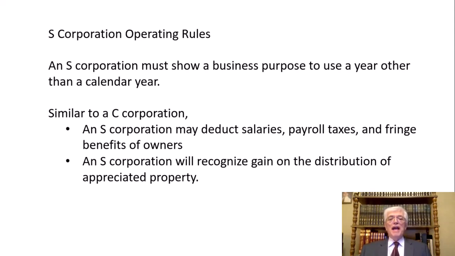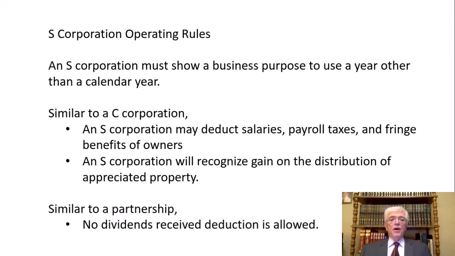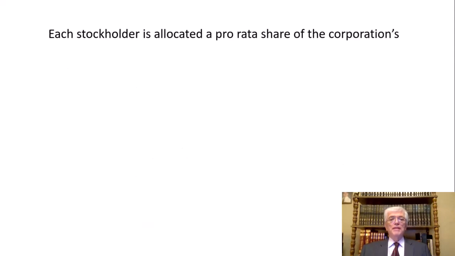The S corporation passes through the gain to its stockholders, but it does have to recognize the gain at the corporate level. Similar to a partnership, no dividends received deduction is allowed. Although it is allowed for a C corporation, it is not allowed for an S corporation.